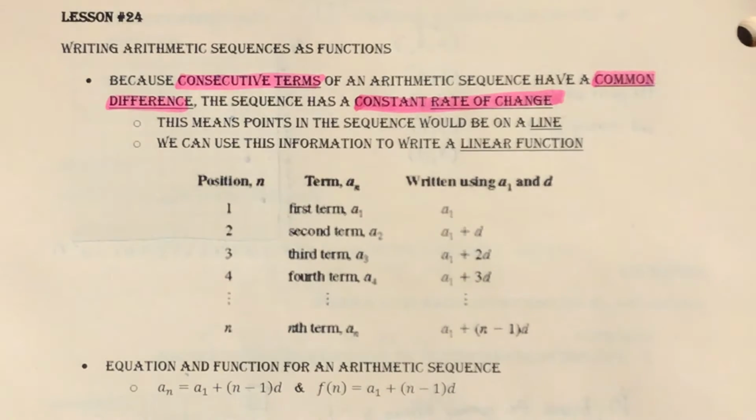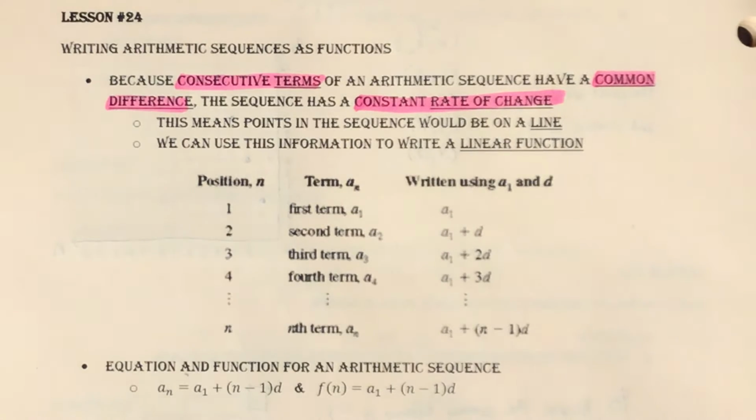I kept mentioning this constant rate of change in earlier lessons. We learned about this in chapter 3, how to identify it, all of that. It's the same idea in arithmetic sequences. Because the ideas of common difference and constant rate of change are very, very similar, this means points in the sequence would fall on a line, or they would be linear.